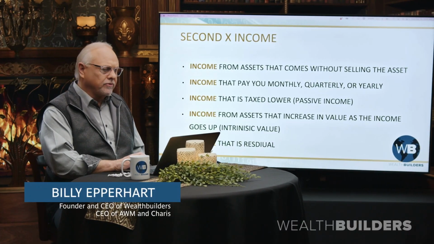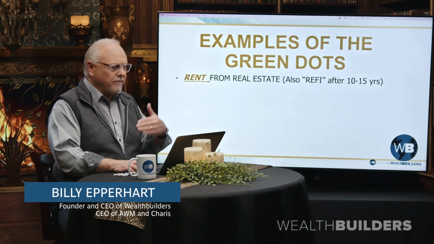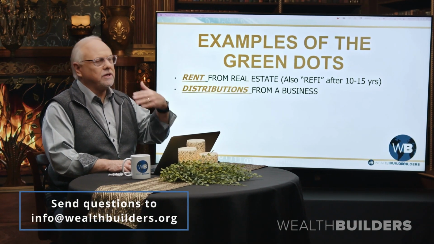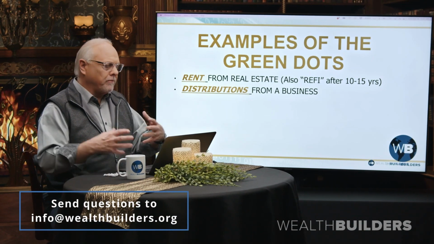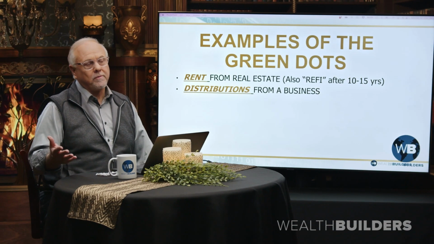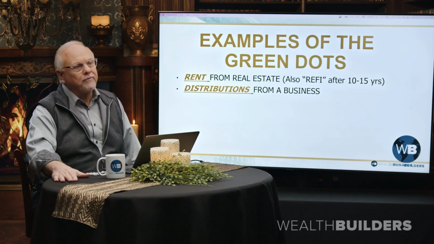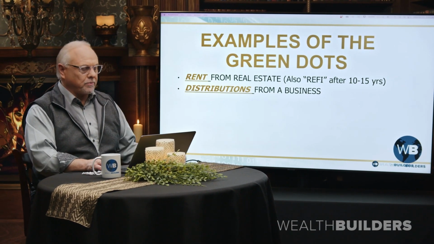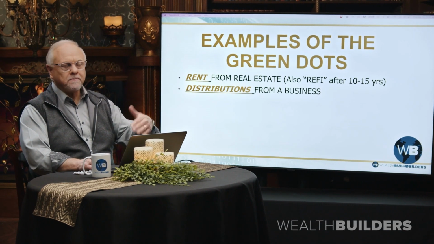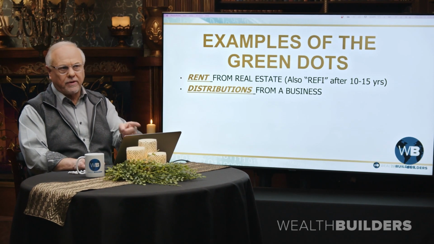And here are some examples of what I call the green dots that you saw on the second X. One of those is rent from real estate, which I've already told you about. Another one is distributions from a business, and I really mean capital distributions. Now, it's hard to get a distribution from a business if you don't actually have profits. So your business has to be profitable in order to receive a distribution. But rent from real estate and distributions from a business are all taxed at the passive income level. So I notice I did not say salary from a business.